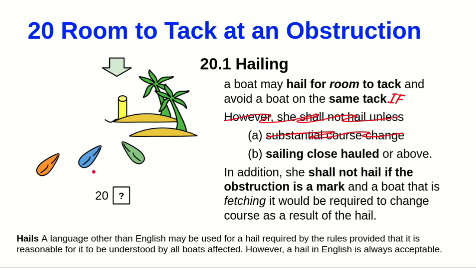What about this situation? Still there's a mark, which orange is fetching, but now we have another boat coming in here. So luckily for blue, green, the starboard tack boat, blue is required to keep clear of her, so green is an obstruction to blue. So Rule 20 applies to blue and orange at the obstruction which is green, and blue can hail for room to tack because of green and nothing to do with the island or the mark.